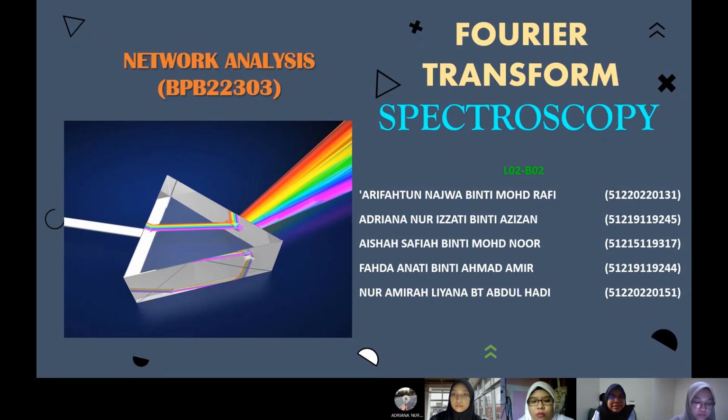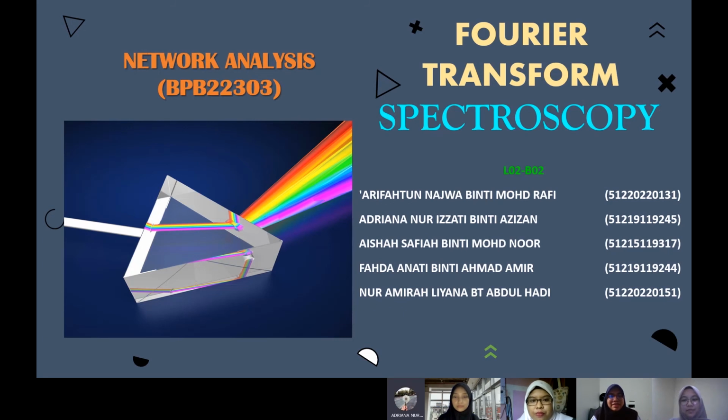This is the presentation of our group. Our group consists of Arifatul Najwa, Adriana Nur Izzati, Aisyah Shafia, Fahda Anati, and Nur Amira Liana. We will explain about Fourier transform in spectroscopy.